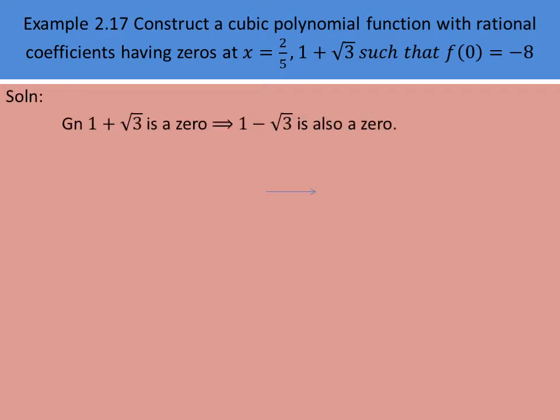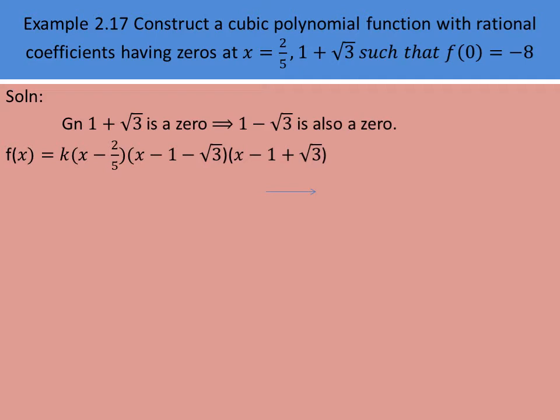Solution, it is given one root is 1 plus root 3, isn't it? So it is of the form a plus b root b. So the other root you can say 1 minus root 3. Its conjugate also will be a root. Okay. So since 1 plus root 3 is a 0, 1 minus root 3 is also a 0. So now you can write the polynomial. The polynomial will be of this form only.